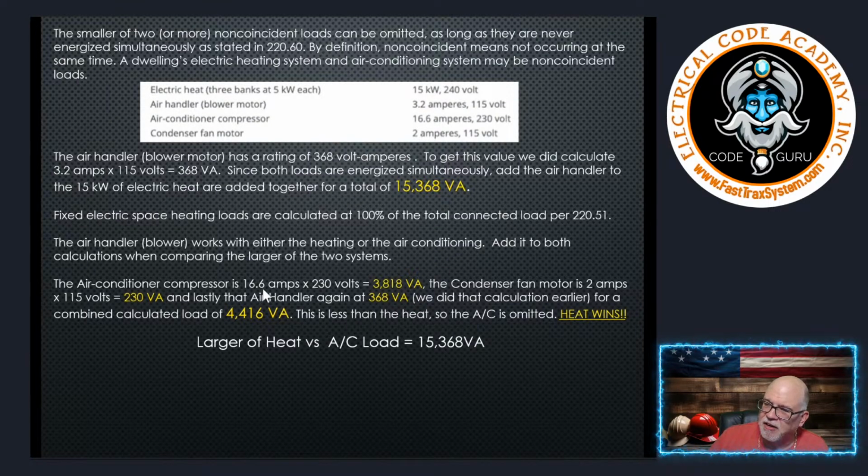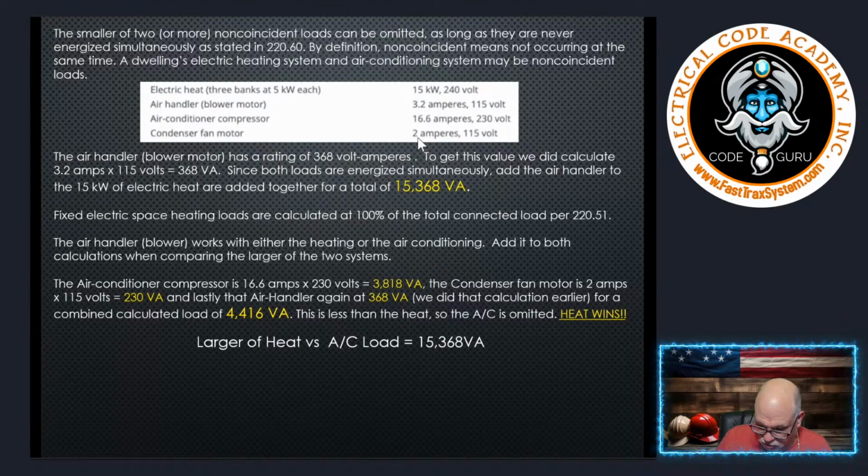So the AC's air conditioning compressor, that is 16.6 amps. Y'all know the drill. That would be 16.6 amps times 230, because that's what they give us. Don't use 240, use 230. That's what they give us, so that's what we want to use. So that equals 3,818, okay? Next is the condensing fan motor. That is 2 amperes, that 2 amps times 115 volts, that's 230, okay? So that's 230 for the condensing fan. And we already know what the air handler was. That's 368.